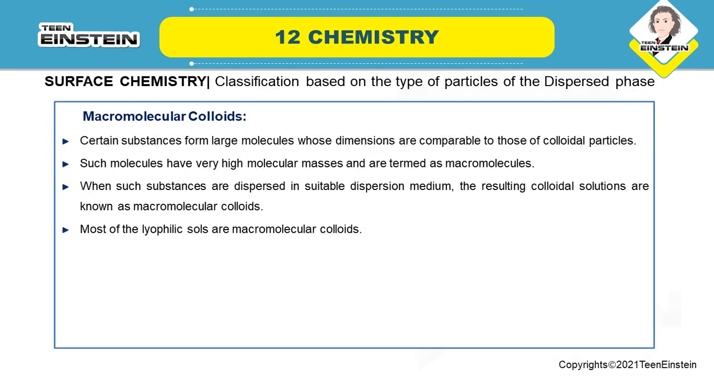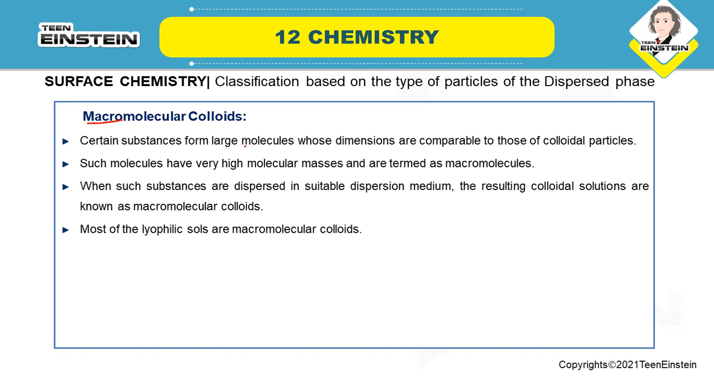The second type, macromolecular. Now see, macro means very large, the opposite word of micro. So macromolecular means the molecule itself is very large. It is not that small molecules combine to give the colloidal range. No, it is directly very large.